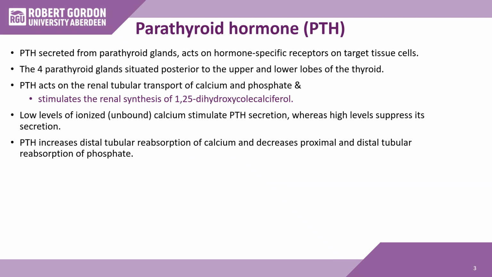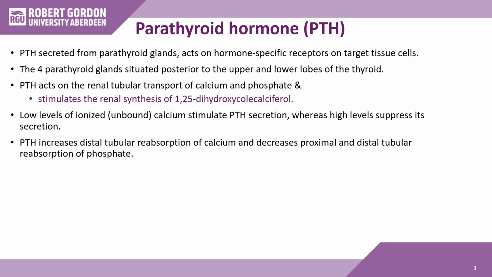So the parathyroid hormone is secreted from the parathyroid glands, and it acts on hormone-specific receptors on target tissue cells. There are 4 parathyroid glands situated posterior to the upper and lower lobes of the thyroid. It acts on the renal tubule and tubular transport of calcium and phosphate, and stimulates the renal synthesis of 1,2,5-dihydroxycholecalciferol. That's really the chemical name of vitamin D.